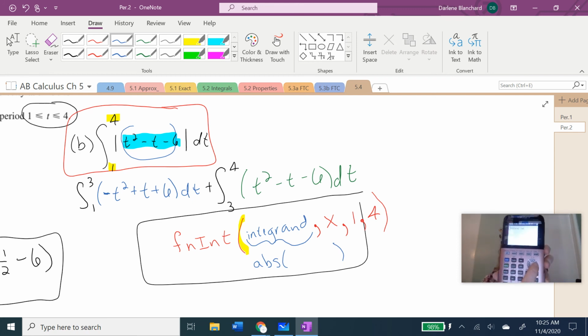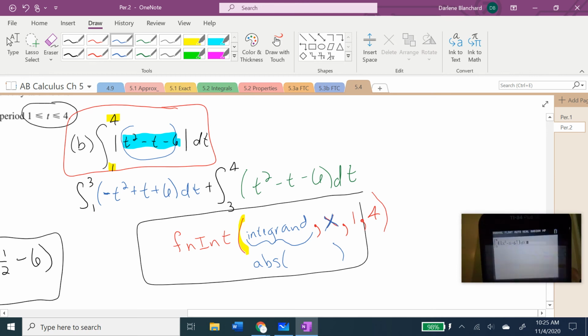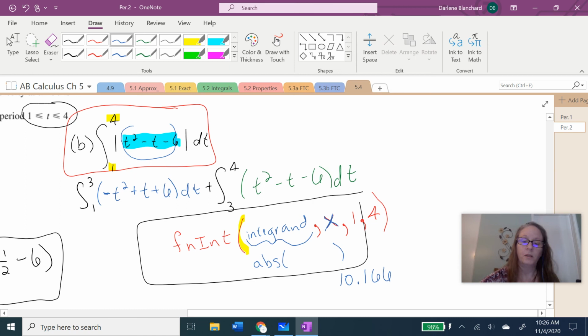And now I'm going to push my over button so that I can put my X for the DX. But if you are in the FN int mode, this is when you do the X, that is the DX here. All right, then push enter, and it's going to give you a lovely number, 10.16 repeating.